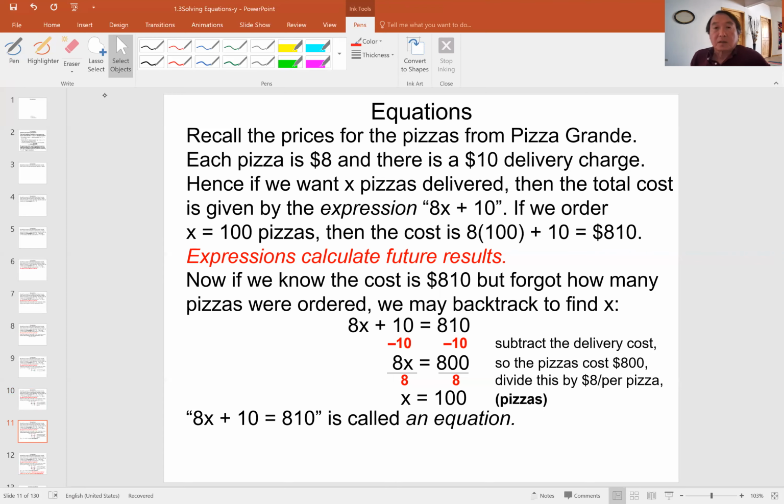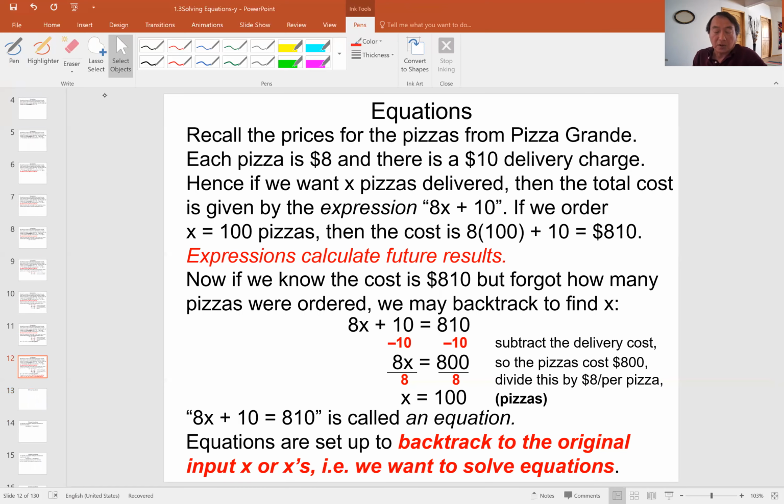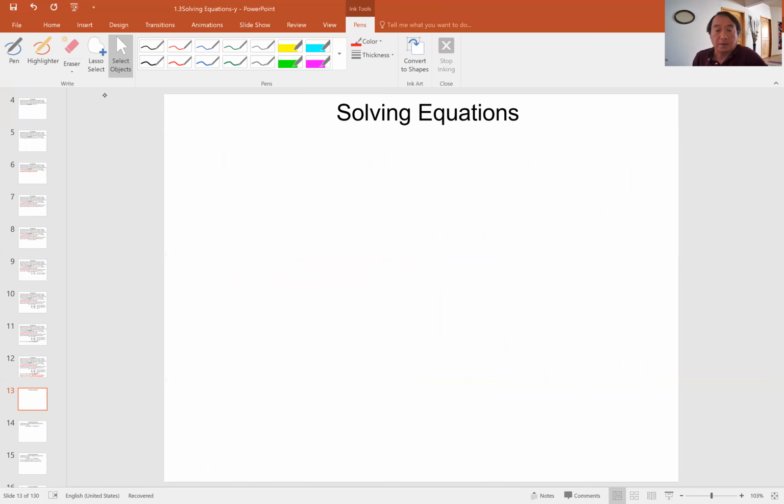Such a setup is called an equation, and the purpose of this equation is to try to recover the input. Expressions are kept for the purpose of calculating outputs. Equations are backward. That is, I know the output, or supposed output. I want to find out what inputs have to be in order to produce these outputs. So solving an equation is backtracking, which is harder.